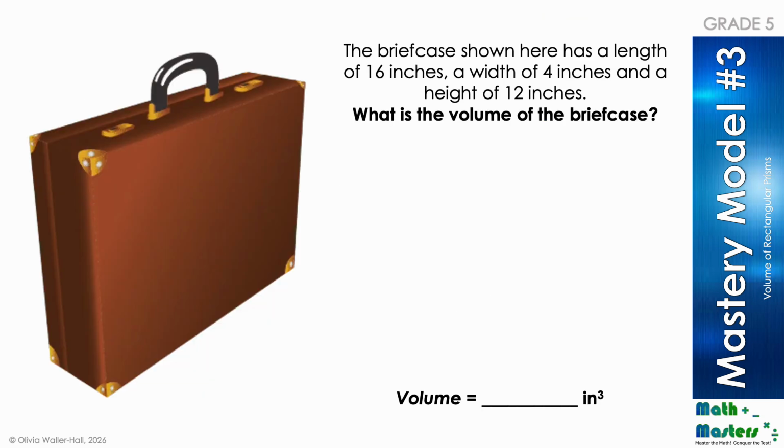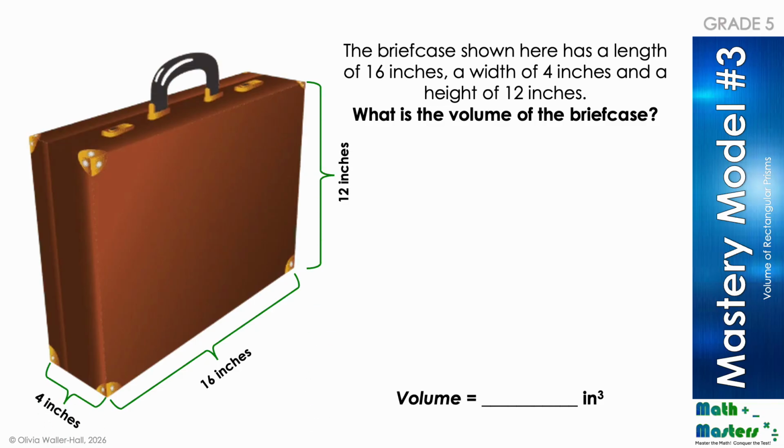The briefcase shown here has a length of 16 inches, a width of 4 inches, and a height of 12 inches. What is the volume of the briefcase? Let's use these 3 dimensions to multiply and find the volume. First, let's multiply 16 times 4. 16 times 4 gives us 64. And 64 times 12 gives us 768. So the volume of this briefcase is 768 cubic inches.